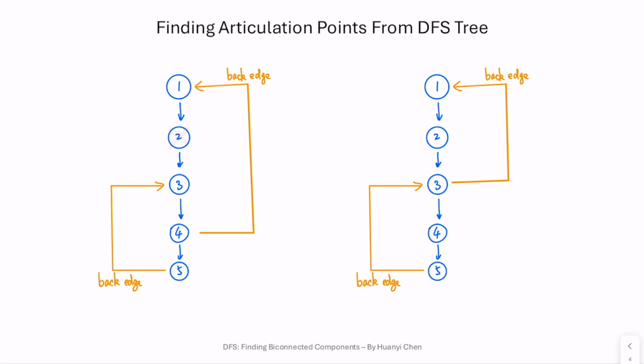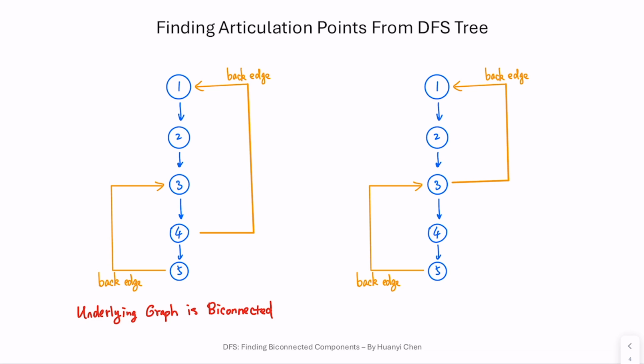If we remove node 2, the remaining nodes will stay connected. 3 is connected to 4, 4 is connected to 5, 4 is connected to 1. And similarly, we can check for node 3, 4, 5. And we can tell its underlying graph is biconnected.